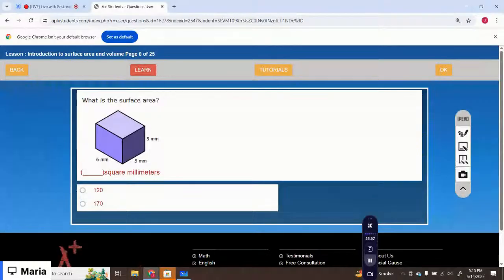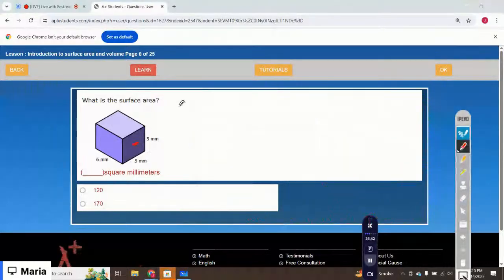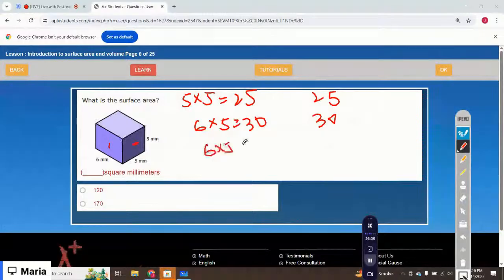So you need to calculate the surface area. Just calculate the measurements of each face and then add them. This face has 5 times 5, that is 25. On the opposite side you have the same measurements, so that is 25. Then for this one, 6 and 5, 6 times 5 is 30, so the other side also has the same measurement. Then this one has 6 times 5 again, that is 30, and the bottom one also has the same.